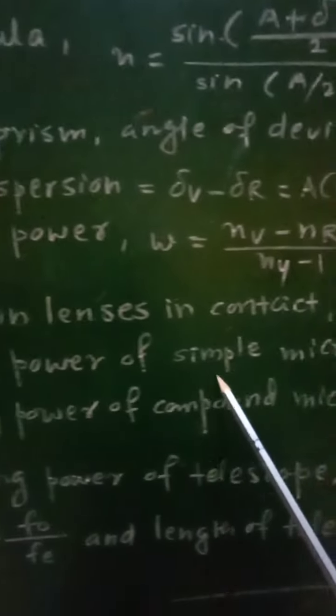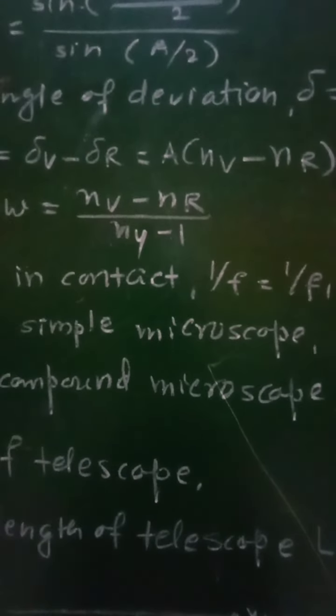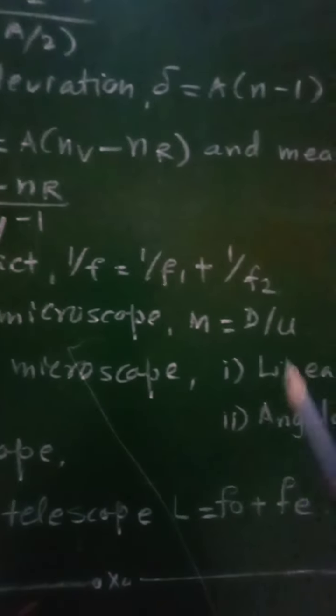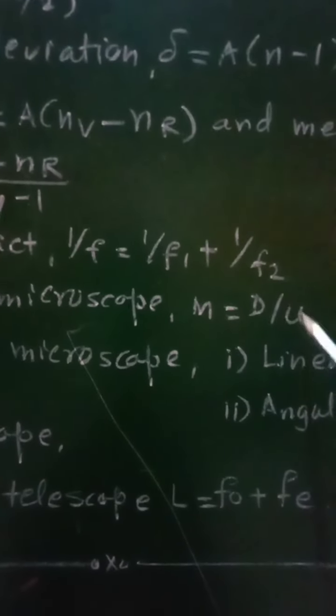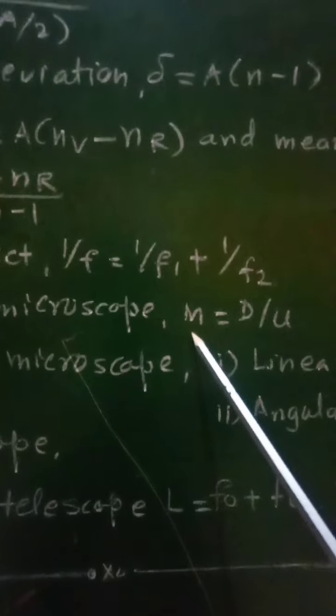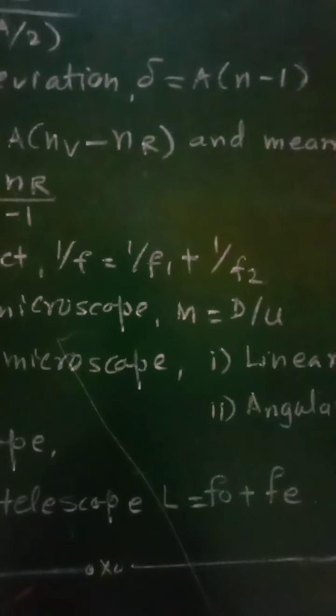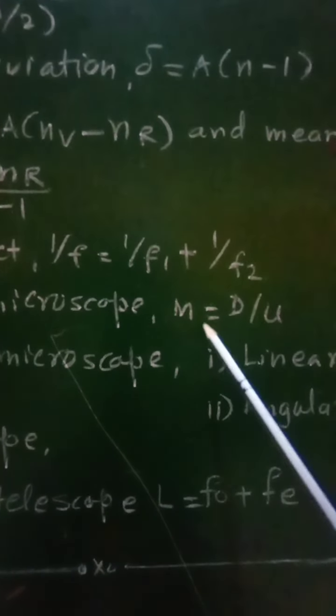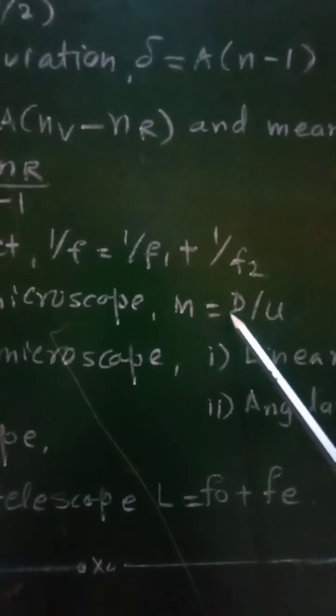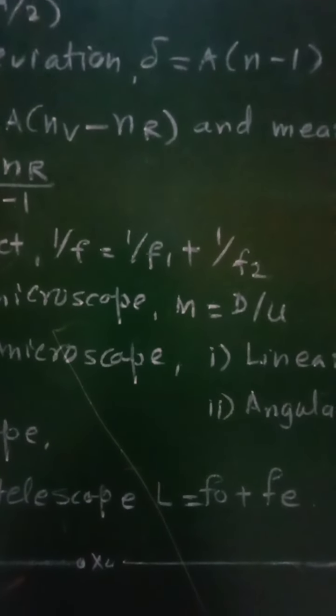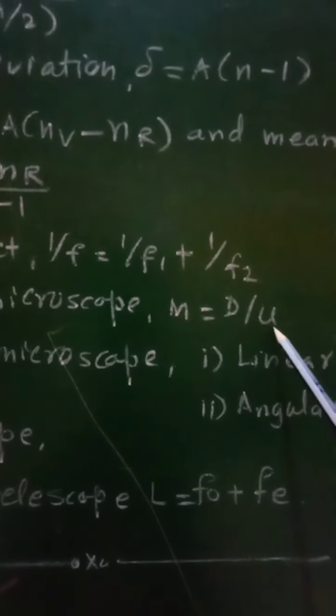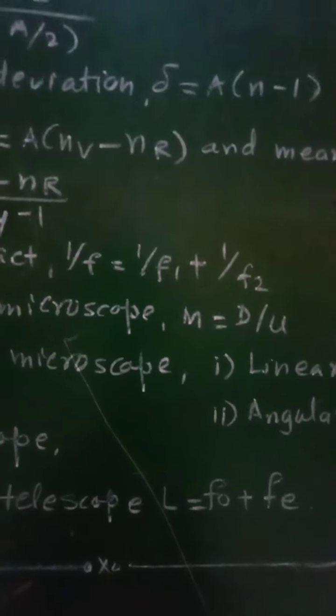Then the 18th formula gives the magnifying power of a simple microscope, that is, a reading glass. The magnifying power is m is equal to d by u, where d is the distance of distinct vision and u is the object distance.